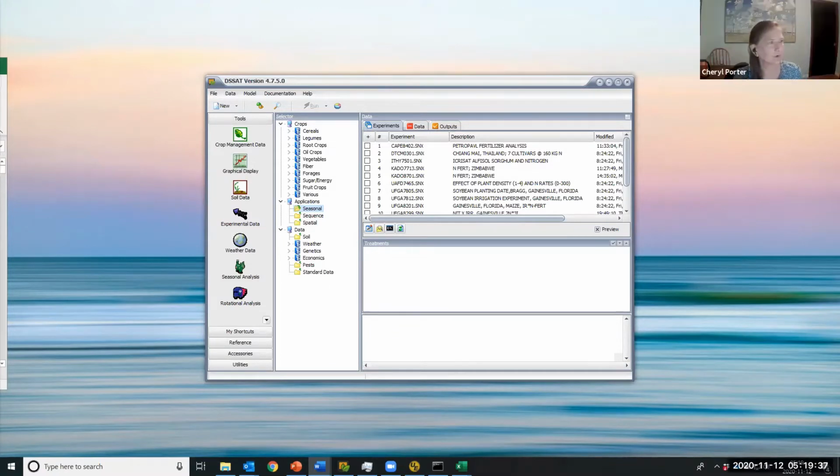Okay, so the steps included first you had to create a new cultivar in the maize cultivar file.